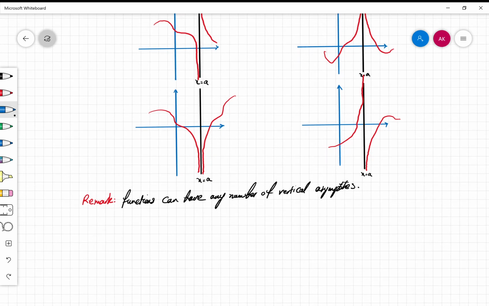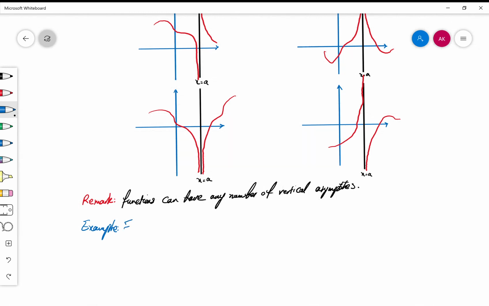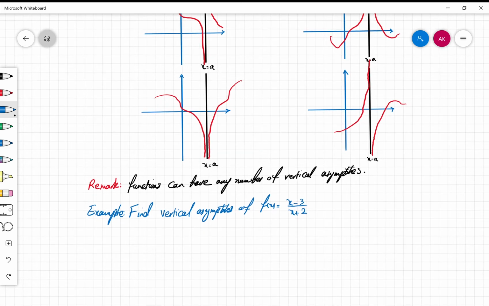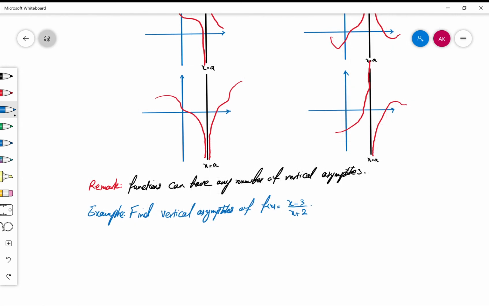Let's just do one example. Find vertical asymptotes of the function f of x equals x minus 3 over x plus 2. Okay, where should we start? We are looking for points at which the function has an infinite limit.